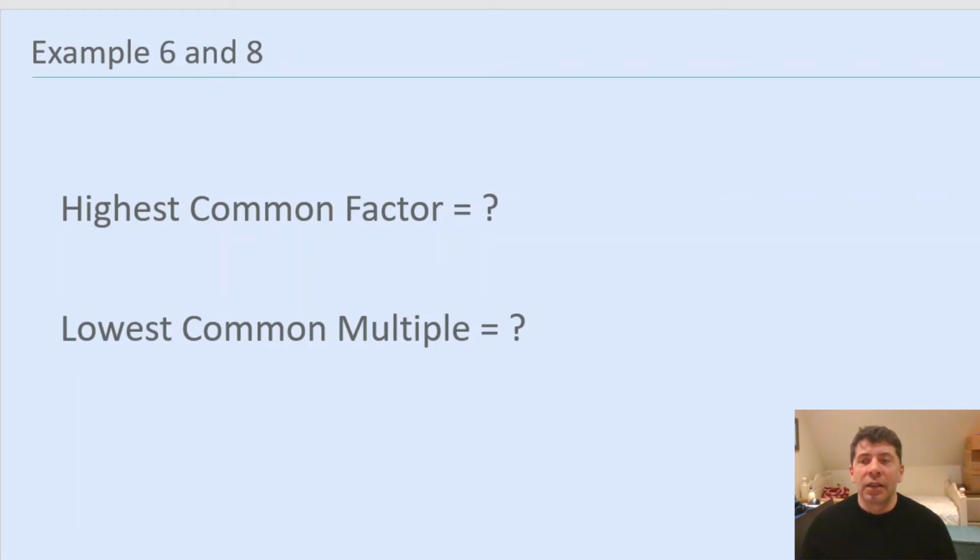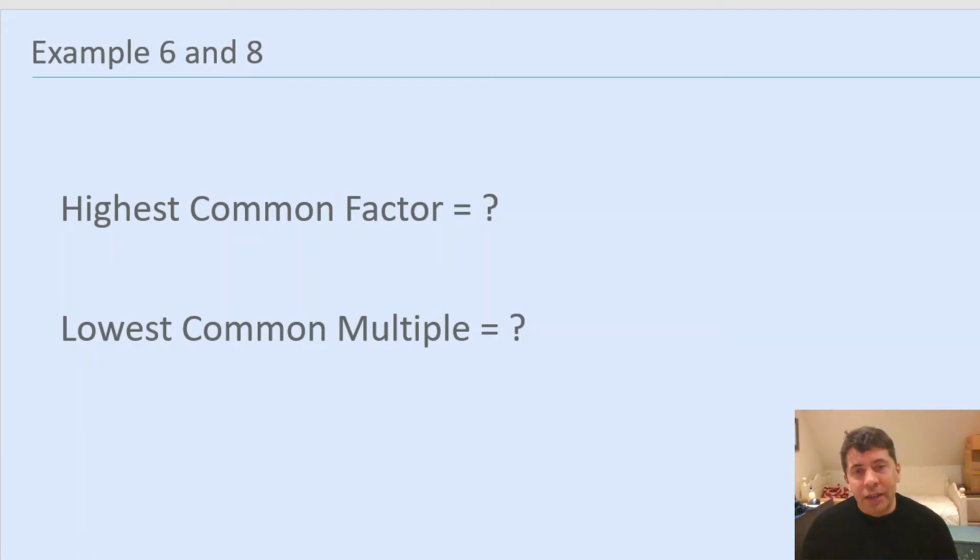Okay, next. 6 and 8. What's the highest common factor? What's the lowest common multiple? Again, I'm going to give you a pause. Okay. The highest common factor of 6 and 8 is 2. So 2 is a common factor, and there are no bigger ones.